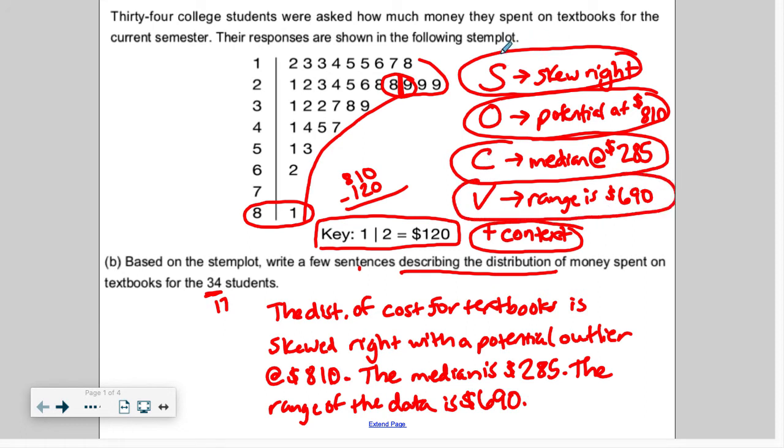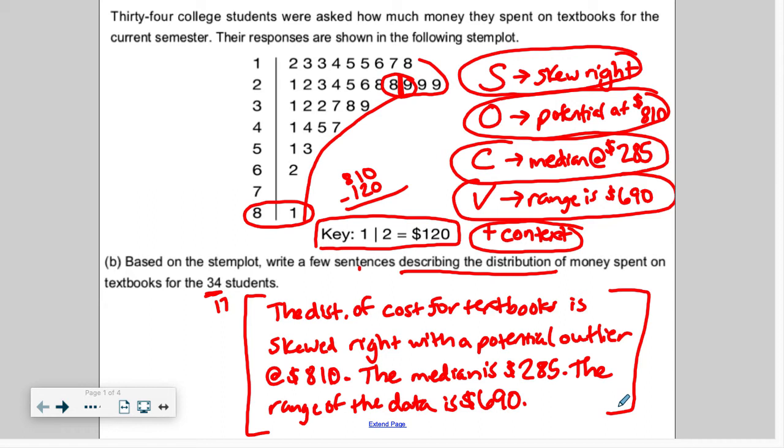So I've talked about everything with SOCV. I made sure to include the context. So this right here is a full credit answer. If you can do that on any of our tests or on the AP exam, you're going to get full credit. Make sure you go through SOCV, make sure you mention the context.